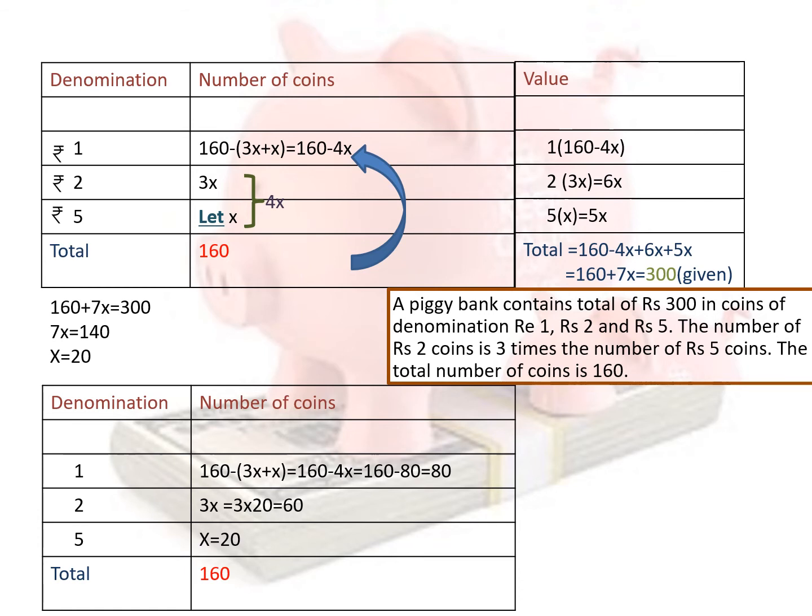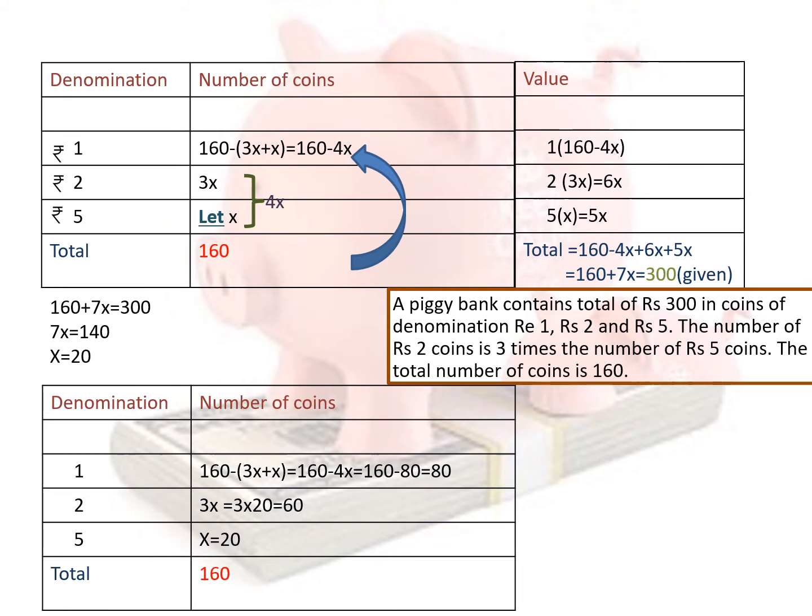Let us discuss the solution. See, I have inserted one image also for the question, and we are having denominations, number of coins and the value of the coins in the table. Now here we have rupees 1, rupees 2 and rupees 5 coins. We are supposing that rupees 5 coins are x in number. Now in the question they are saying rupees 2 coins are 3 times the number of rupees 5 coins. So rupees 2 coins will be 3 times x, that is 3x.